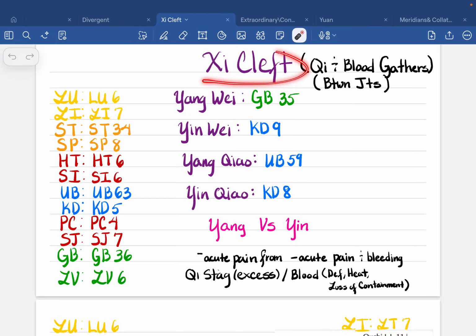Now, there's a difference between the yang cleft points and the yin cleft points. Both address acute pain. However, the yang cleft points pertain more to qi stagnation or excess conditions, and the yin cleft points are for blood, because they have to do with bleeding. That means bleeding that occurs from deficiency, heat, and loss of containment. Another way to remember this is that yang is associated with qi and yin is associated with blood.